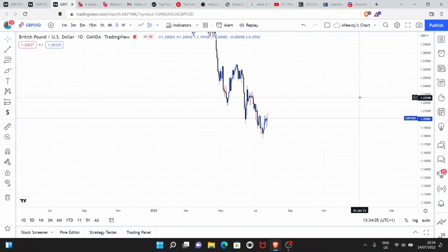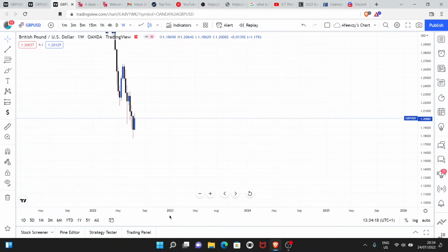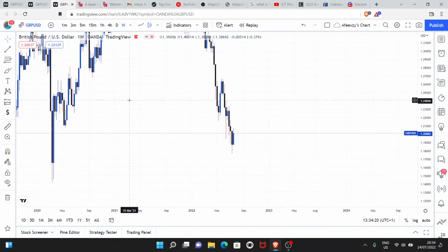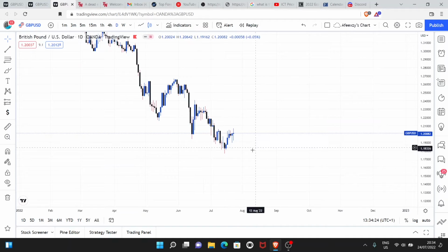Okay, I'll start the analysis today from the daily time frame. On the weekly time frame, I can't see anything, just one bullish candle. So on the daily time frame, I can see GU moving up, but it reached a key zone and rejected down.